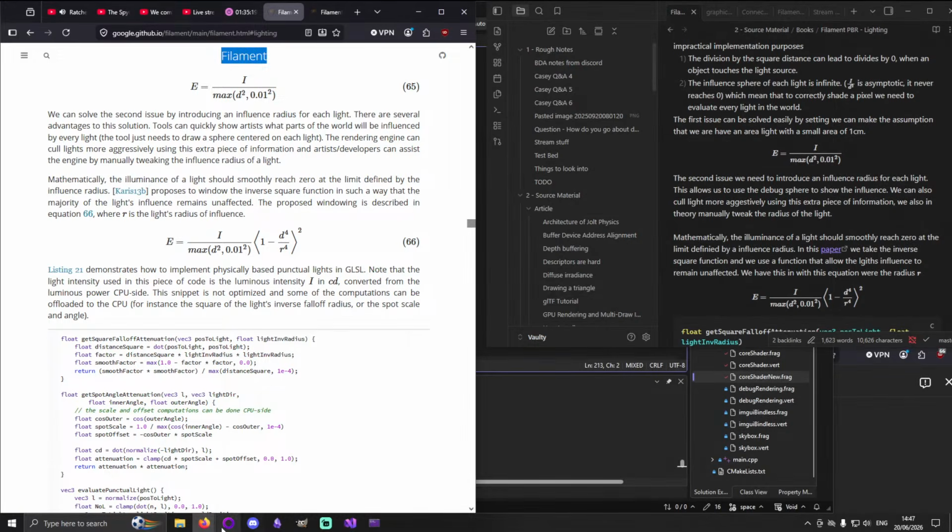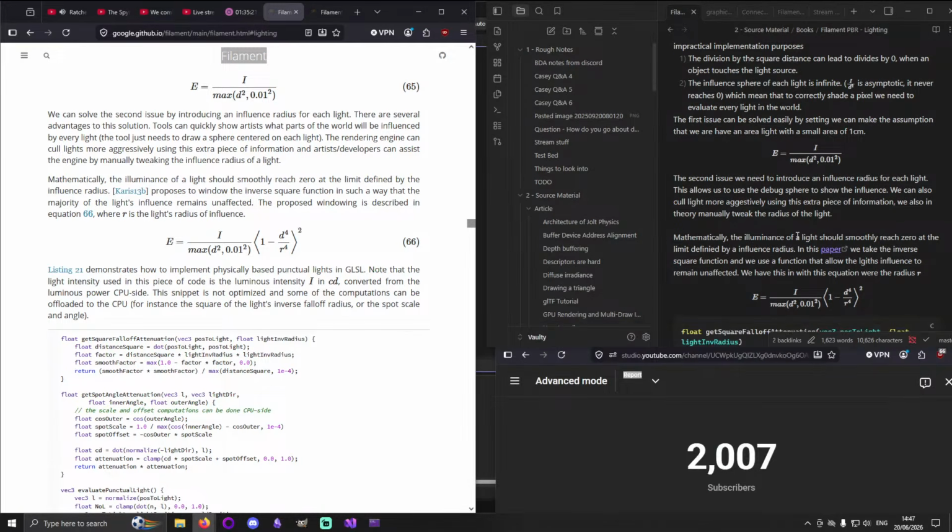So, okay, this is a bit finicky. Okay, that'll do. Okay, so demonstrate how to implement physically punctual lights in GLSL. Note that the light intensity used in this piece of code is luminous intensity in candela units, converted from luminous power on the CPU side.